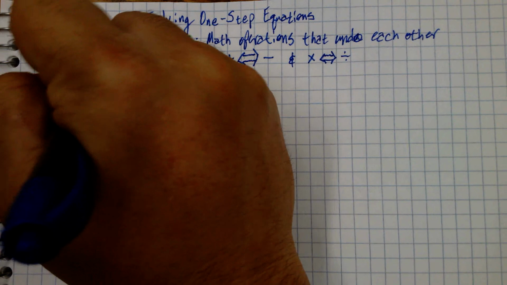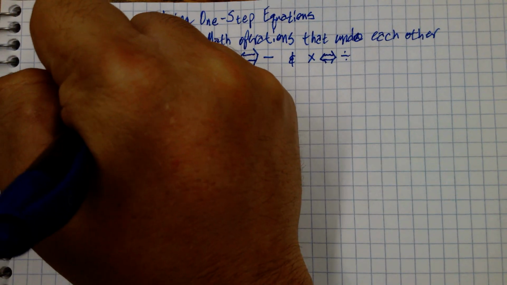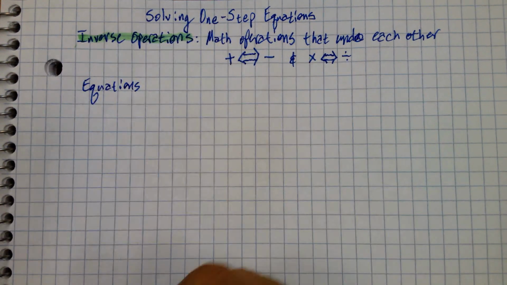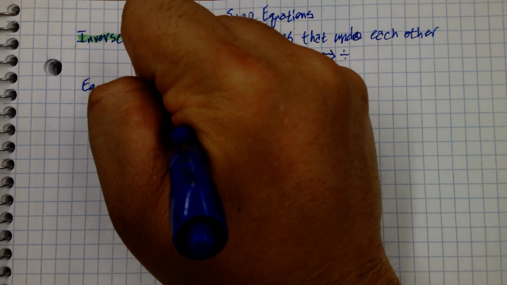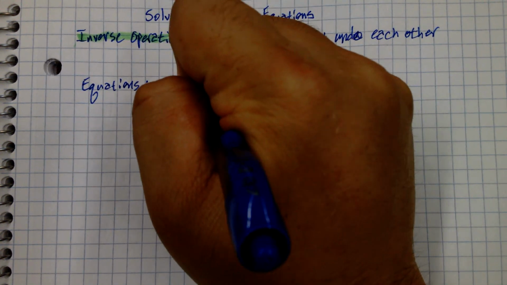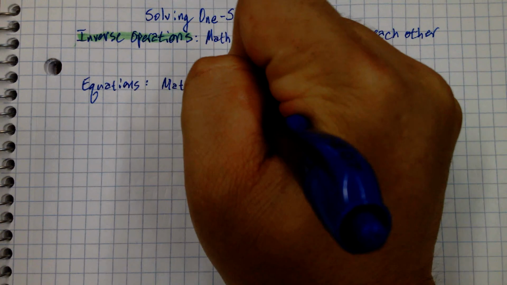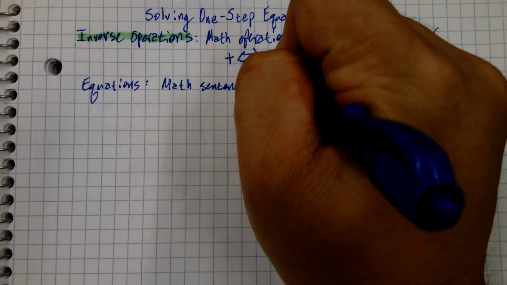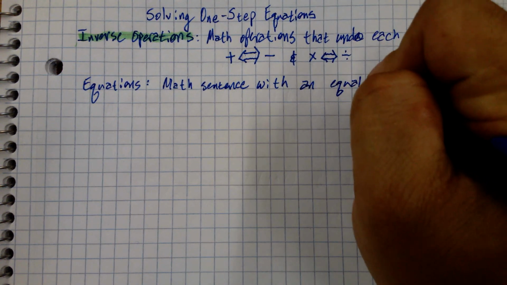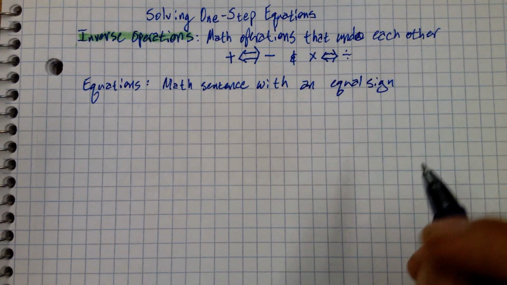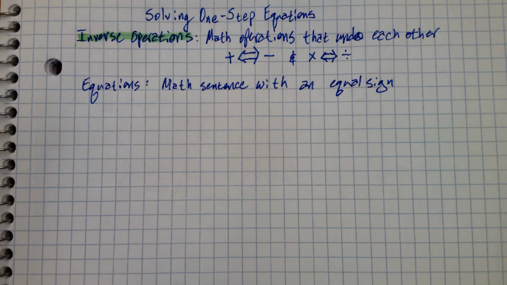Okay, let's talk about an equation. Okay, so equations. Basically, all it is is a math sentence with an equal sign. So it's just comparing two things that are equal.